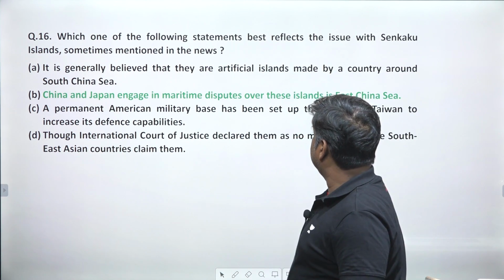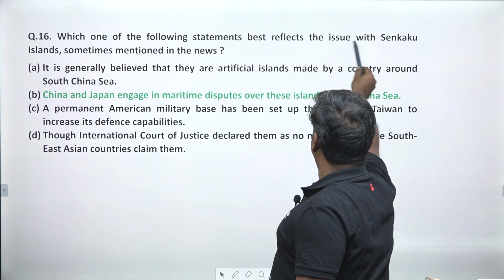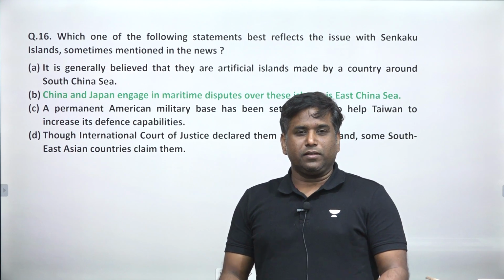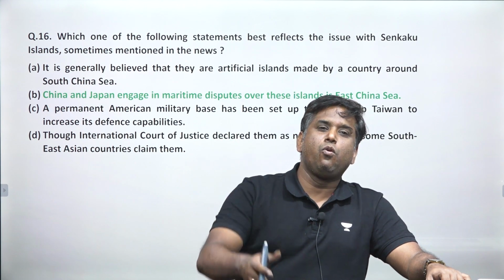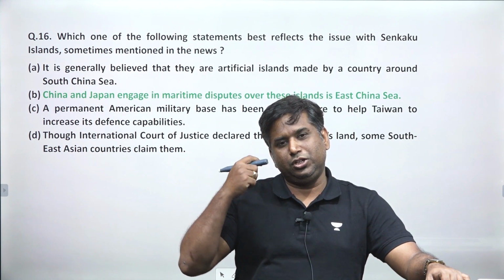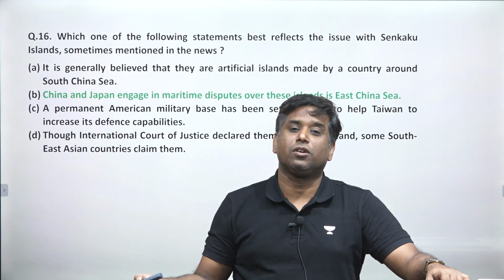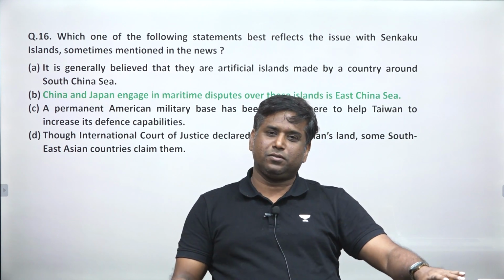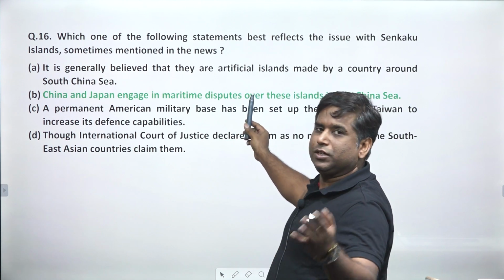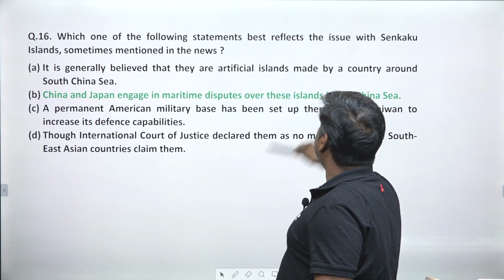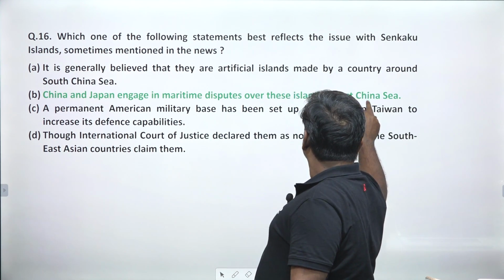Now, let us come to this. Which of the following statements best reflects the issue with Senkaku? I think this is an old issue, the Senkaku Islands, also known as Bamboo Island. It is an issue between Japan and China, and definitely it is not in the South China Sea. These are the 2-3 facts people know. So China and Japan engage in a maritime dispute. Everyone must have had this idea. Maybe thinking of the East China Sea. That is also true, that they share their maritime boundaries in the East China Sea.